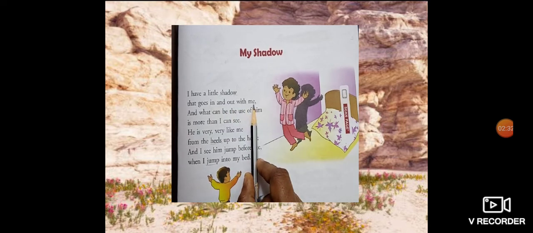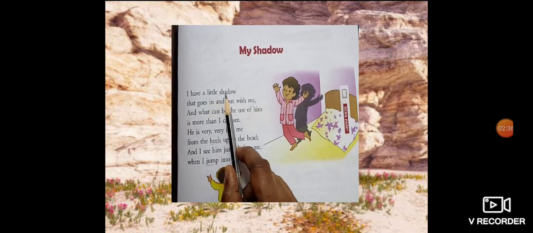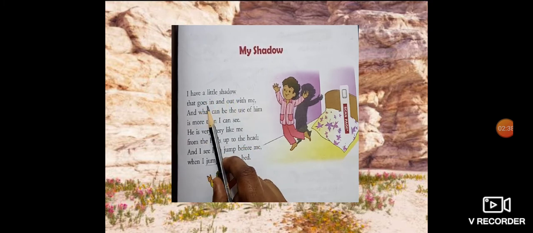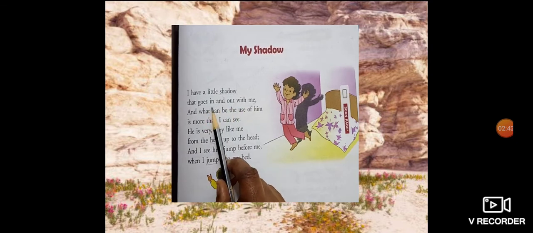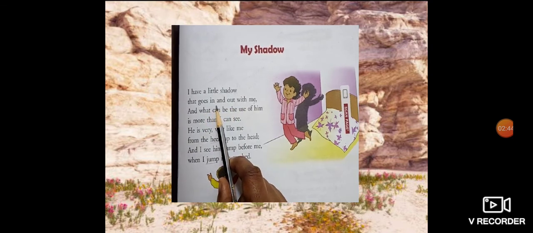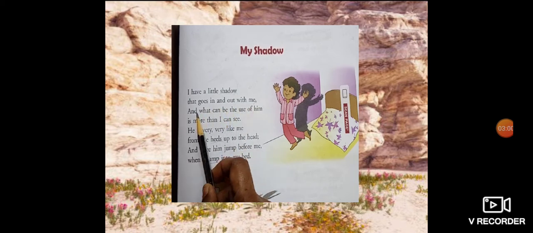What does it mean? I have a little shadow that goes in and out with me, it goes in and out along with me. Okay? When we are walking under the sunlight, you can get the shadow, right? That shadow travels with you. Wherever you go, that travels with you, right? That is what this boy is trying to tell.